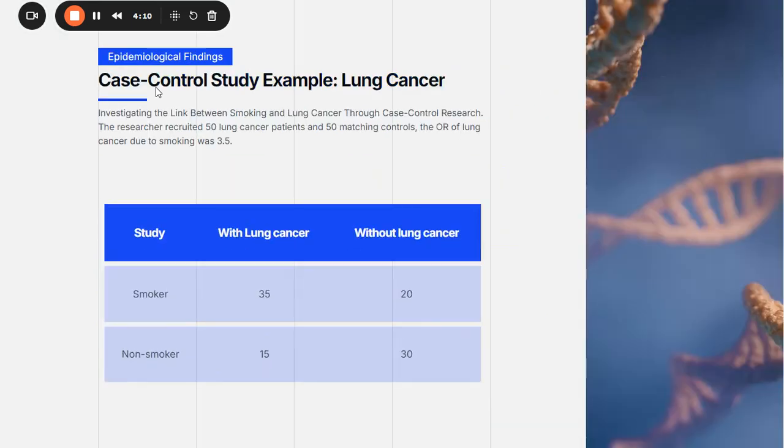Now, let us take a hypothetical example of a case control study for lung cancer. The researcher recruited 50 individuals with lung cancer and then matched them with 50 controls. And now the researcher comes to know that the odds ratio for lung cancer due to smoking was 3.5, and this was the table he prepared. Now, let us go to another presentation and try to find out how this 3.5 actually comes in.